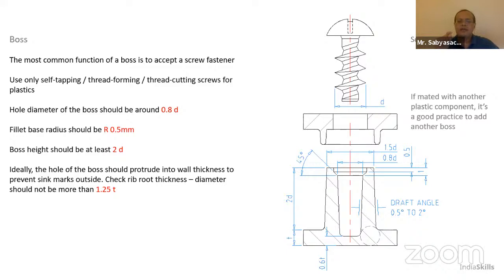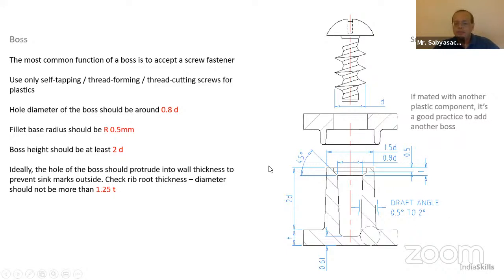Screws should never be in shear. That holds for sheet metal detailing, that holds for plastic detailing. So if you had not given this little boss on the top, I'm talking about this little boss here, the screw would be in shear.